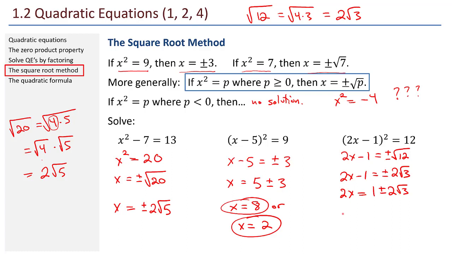I'm whittling away trying to get at my x. X equals 1 plus or minus 2 square root of 3 all over 2. Now, I could write this out. This is okay to stop at, but let me write it out actually as two different solutions. I'll need a little space here. I'm going to erase some stuff.